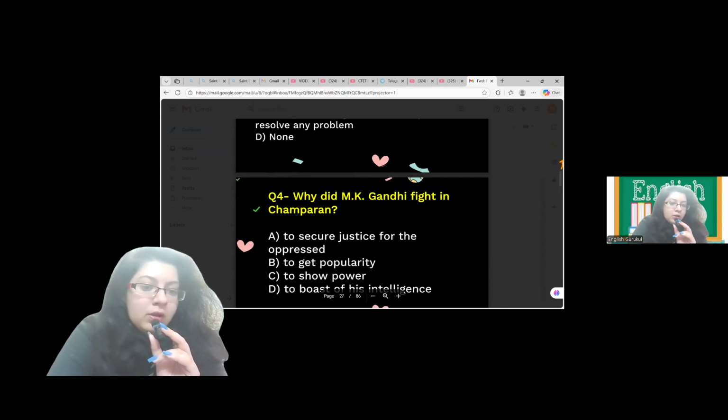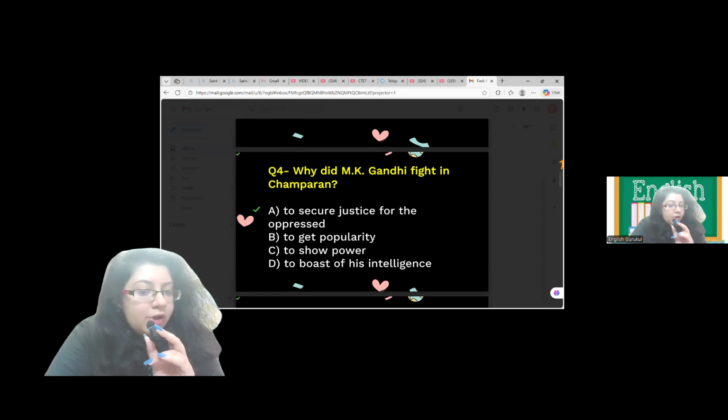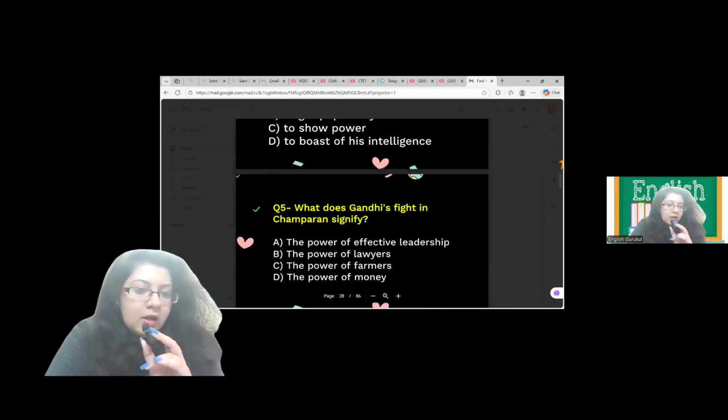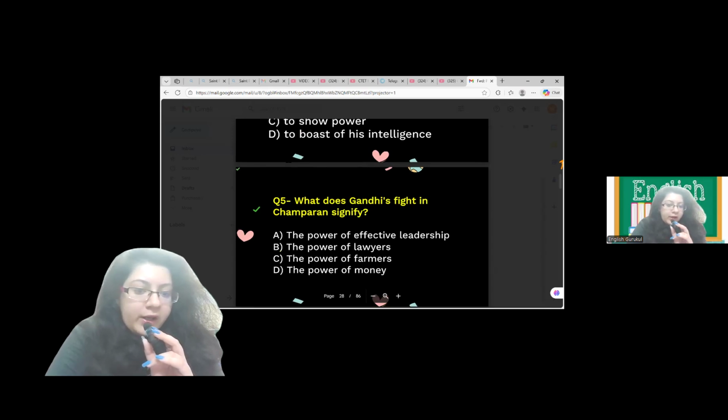Then we move on to the next question. Why did M.K. Gandhi, Mahatma Gandhiji, fight in Champaran? Tell me. To secure justice for the oppressed, to get popularity, to show power, to boast of his intelligence. You have to write it down: to secure justice for the oppressed. I'm not going to waste any time, therefore I am telling you the answers quickly.